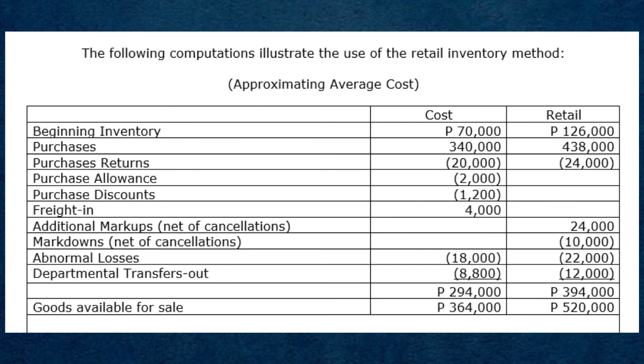Purchase discounts cost 1,200 pesos. Freight in cost 4,000 pesos. Additional markups net of cancellations, retail 24,000 pesos. Markdowns net of cancellations, retail 10,000 pesos. Abnormal losses cost 18,000 pesos, retail 22,000 pesos. Departmental transfers out cost 8,800 pesos, retail 12,000 pesos.